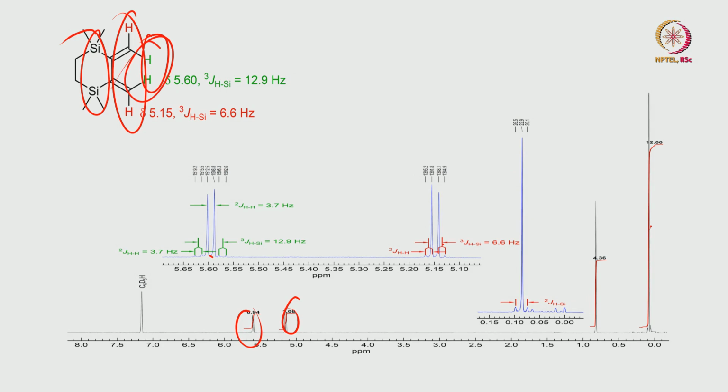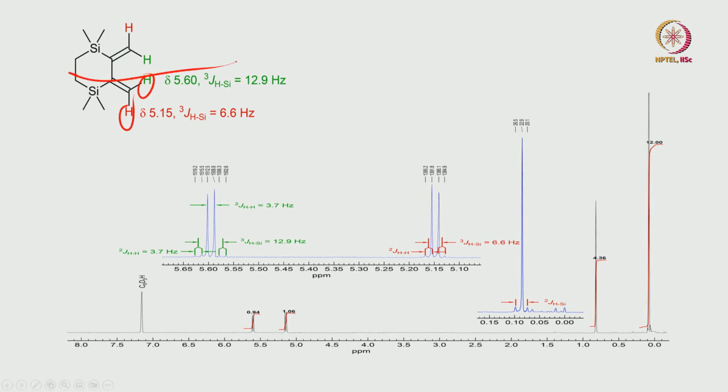And not those two protons. One is this proton, the other is this proton, because there is a symmetry. If you carefully see, each of them is a doublet. Why is each of them a doublet? There is an HH coupling, geminal coupling is there.